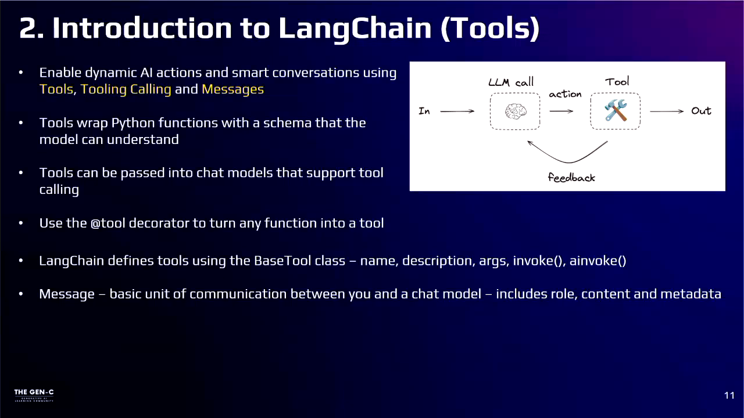You can also use the @tool decorator to turn any function into a tool. LangChain defines tools using the BaseTool class, in which you can pass in the name, description, arguments, the invoke method, and the ainvoke method. So basically, a message is the basic unit of communication between you and a chat model, and includes role, content, and metadata. Role is who sent the message. Content is what was said, for example the text, image, or audio. And metadata is extra info like message ID or token usage, etc.